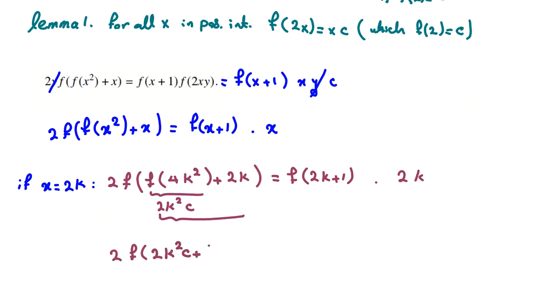2k squared c plus 2k equal to f of 2k plus 1 times 2k. Okay. We can also, let's do something. We can also divide both sides by 2. So here I can write it as times k.